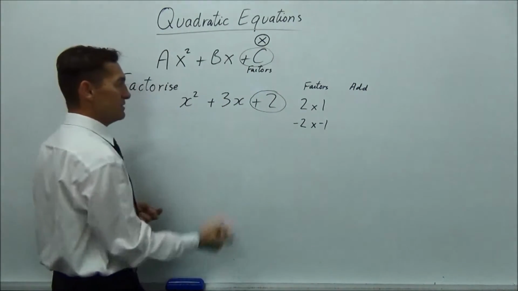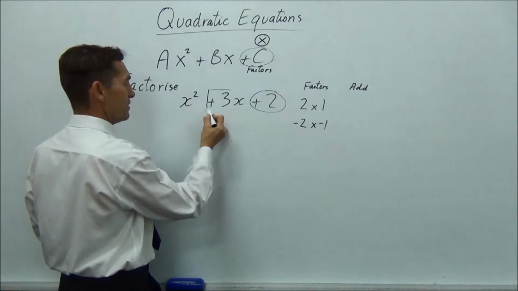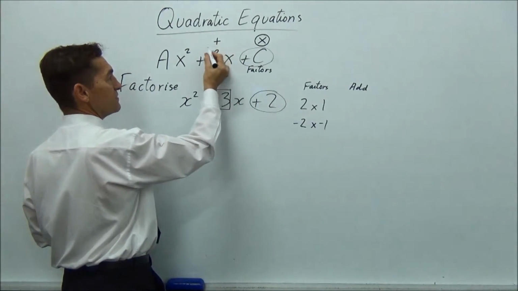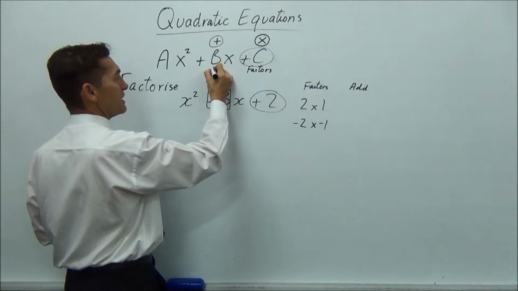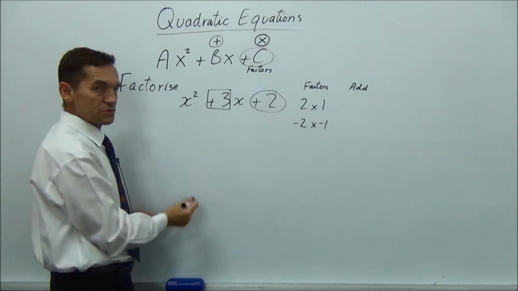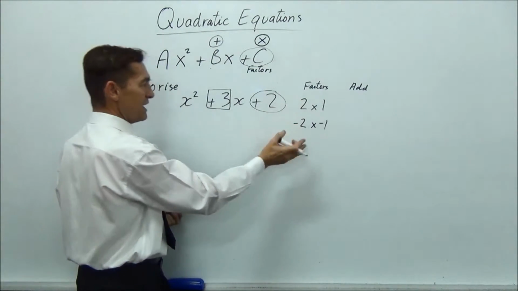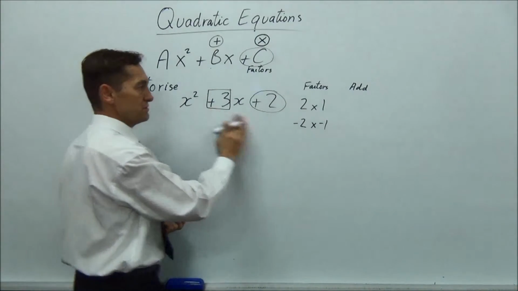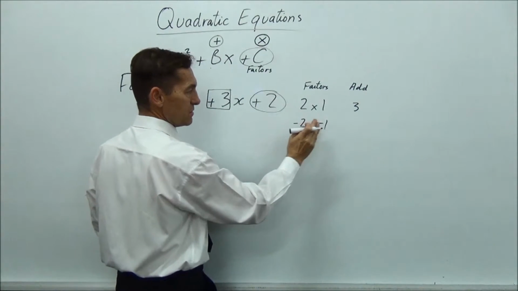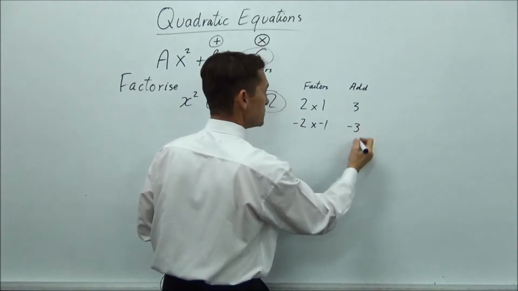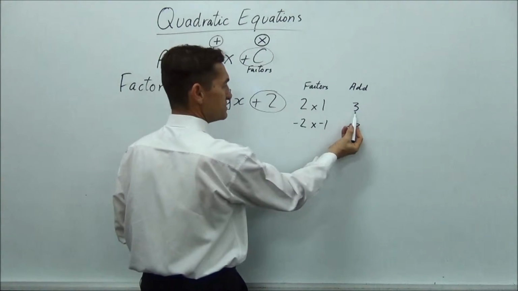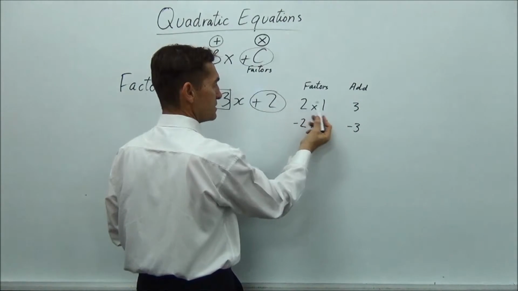Now why do we want to add them? We now want to look at this number, the b. We want to add to give this value, and we want to multiply to give this. So we want to add to plus 3. So we look at these and we ask, which one of these adds up to plus 3? 2 plus 1 is 3. Minus 2 plus minus 1 is minus 3. So which one of those equals plus 3? It's pretty easy. It's this one. So these are going to be your 2 factors.